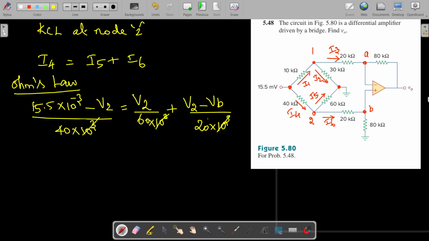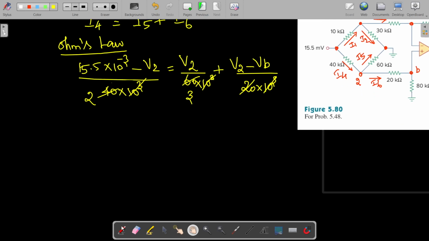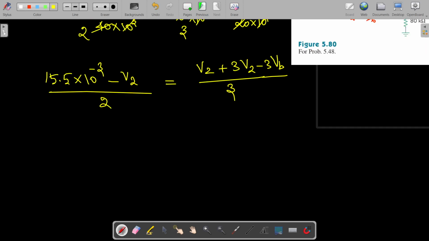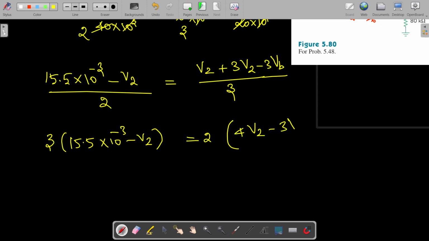The 10 power 3 factors get cancelled everywhere. Then you can divide everything by 20. So here you get 3, and here it is 2 times. So it is 15.5 into 10 power minus 3 minus V2 divided by 2, equal to, taking the common denominator as 3, V2 plus 3V2 minus 3VB. Cross multiplying, you get 3 times 15.5 into 10 power minus 3 minus V2, and here it is 2 times 4V2 minus 3VB.